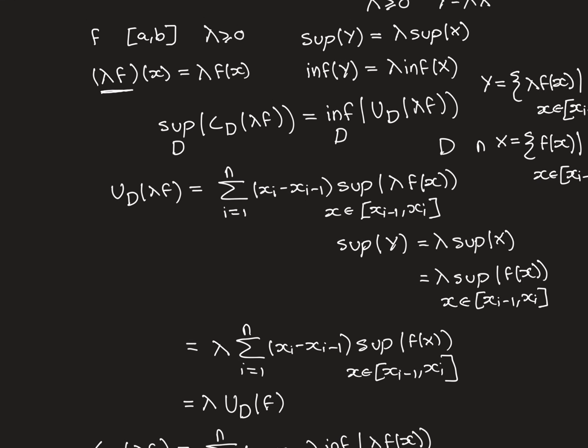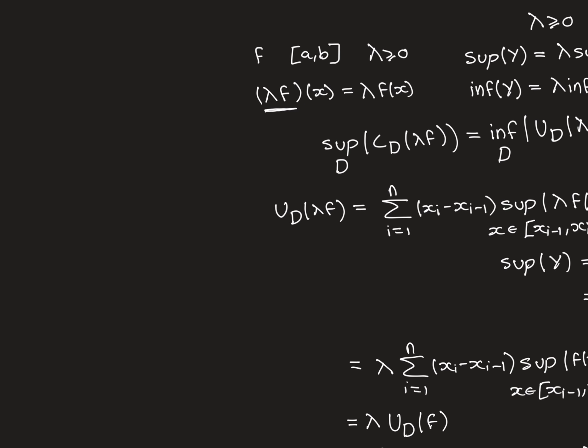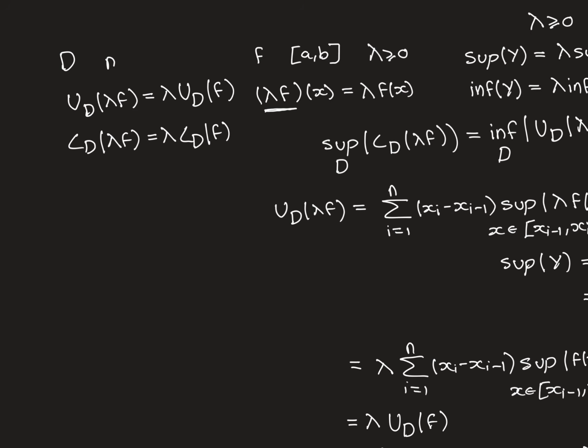Let's bring them up here and put them here. So we have now, given any dissection D where we're partitioning the interval [a,b] into n pieces, that the upper Riemann sum over that dissection for the function lambda f is equal to just lambda times the upper Riemann sum for the function f, and similarly the lower Riemann sum of the function lambda f is equal to lambda times the lower Riemann sum over that dissection of f.